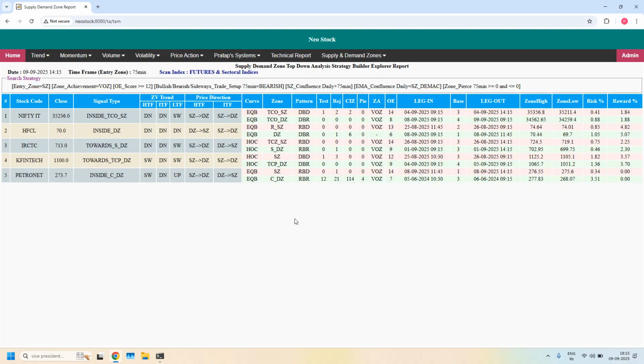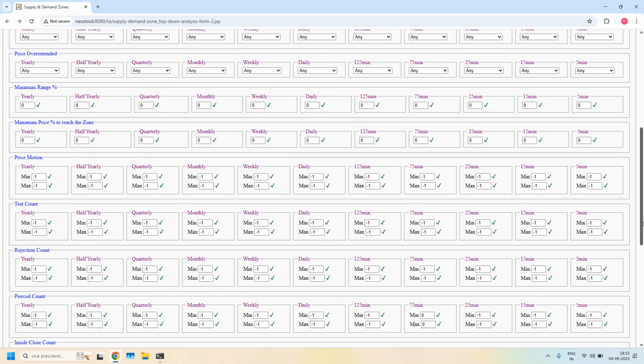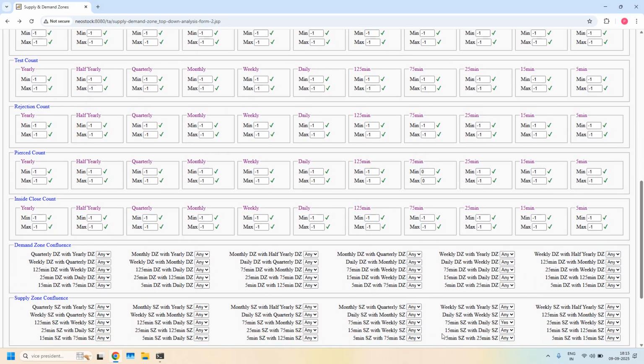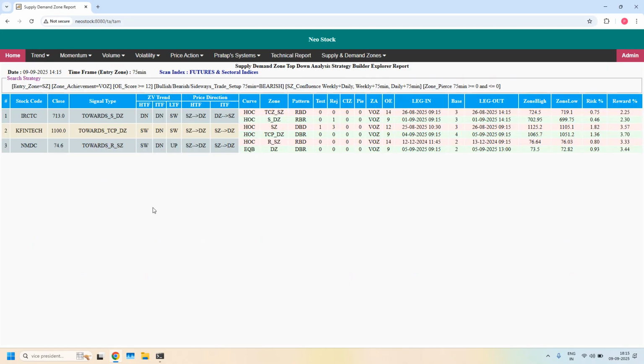Okay, next strategy is LTF, ITF and even HTF supply zone confluence. After that, HTF EMA confluence. Going back, removing ITF EMA filter. In the supply zone confluence, 3 filters I have to set. First filter is 75 and daily, already enabled. Next 75 and weekly. And daily and weekly supply zone confluence. With all the 3 filters, we got 3 stocks.